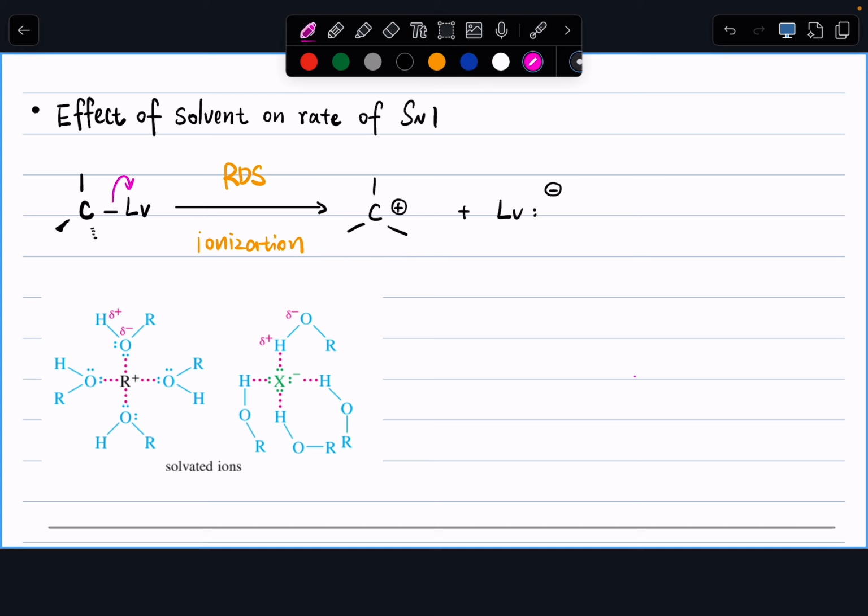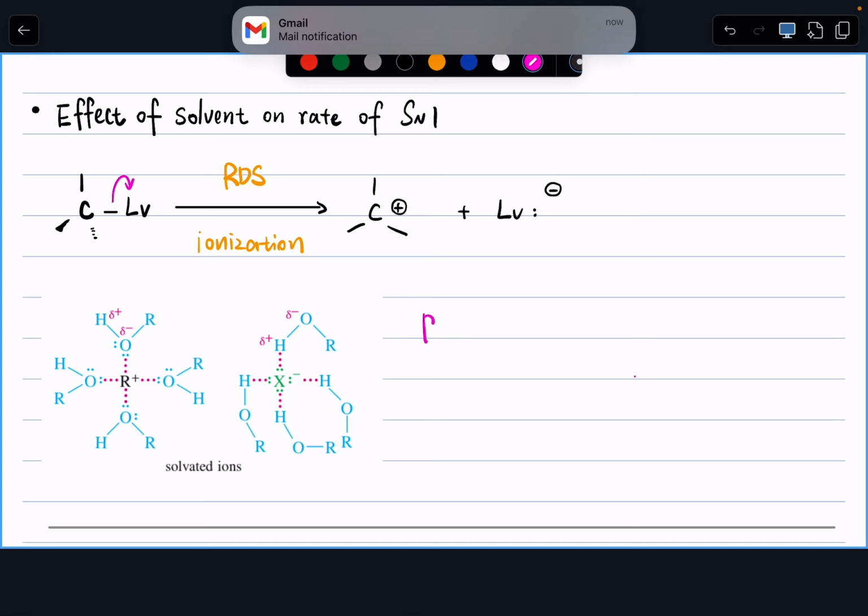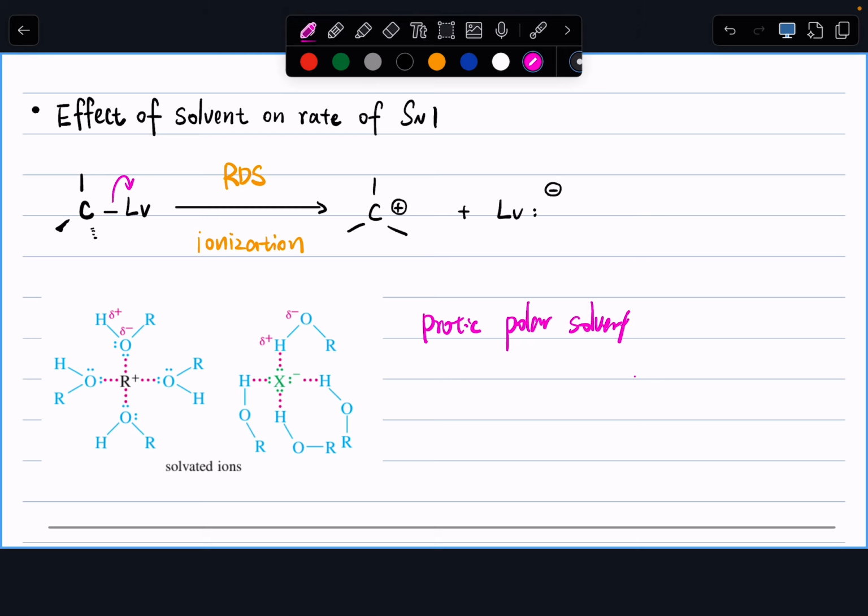So having the polar protic solvent, like water or methanol in this case, they'll be able to better stabilize the ion pair that is being generated in the process of the formation of my carbocation intermediate. So polar protic solvents like H2O or methanol are better solvents for the SN1 reaction mechanism.